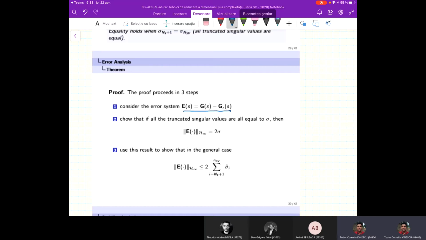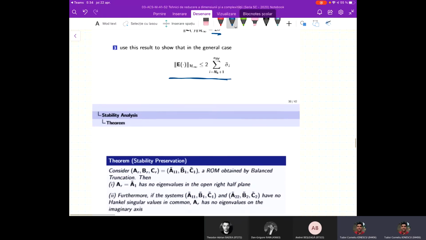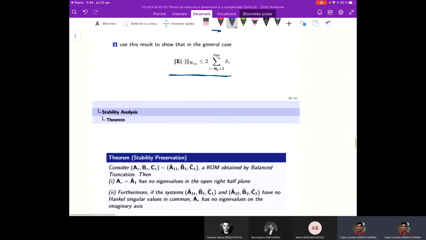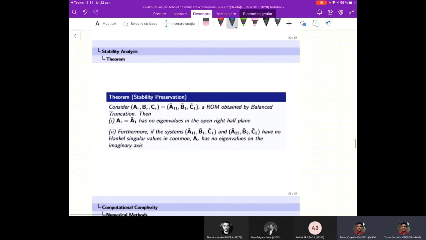And then you show that if all the truncated singular values are equal to sigma, then the infinity norm of the error is twice sigma, okay? And you use this result then to go to the lower indices inductively. So this is essentially it, and we'll see a detail of the proof in the book of Antoulas, okay?